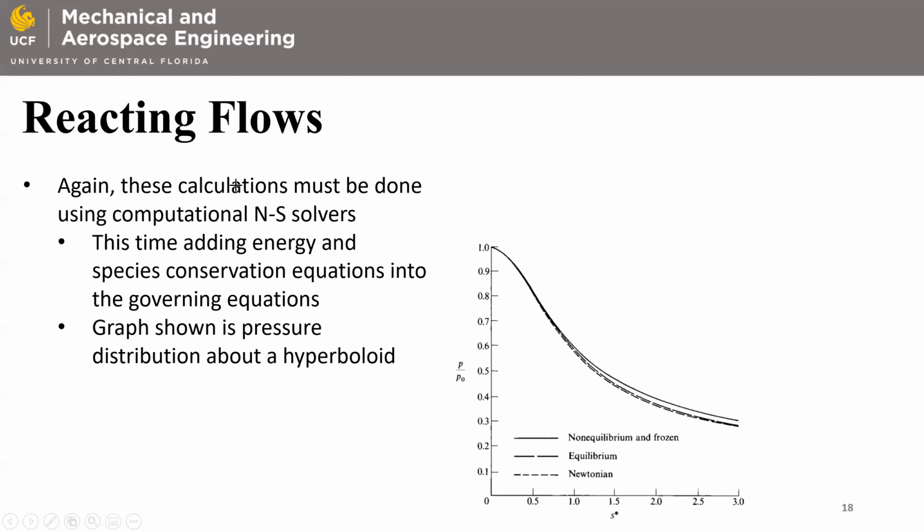And reacting flows, again, no nice analytical way to solve this. You have to use Navier-Stokes solvers. But this time, instead of just using the momentum and continuity equations, you're adding the energy and species conservation equations as well. And then the graph shown is the pressure distribution about a hyperboloid, also from Anderson's book on high temperature gas dynamics. And there are different types of reacting flows. You have your non-equilibrium reactions, your equilibrium reactions, and then just the Newtonian regular flow.